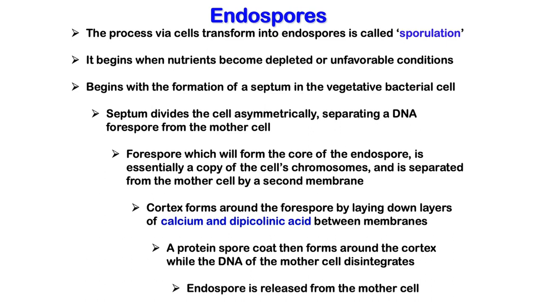A second membrane then forms around the forespore, followed by a protective cortex. Another coat then forms around the cortex, so this is a protein coat. So you can see really how well the endospore is protected and why it's actually really hard to destroy the spores. Once it's received this final coat, the endospore is then released from the mother cell.